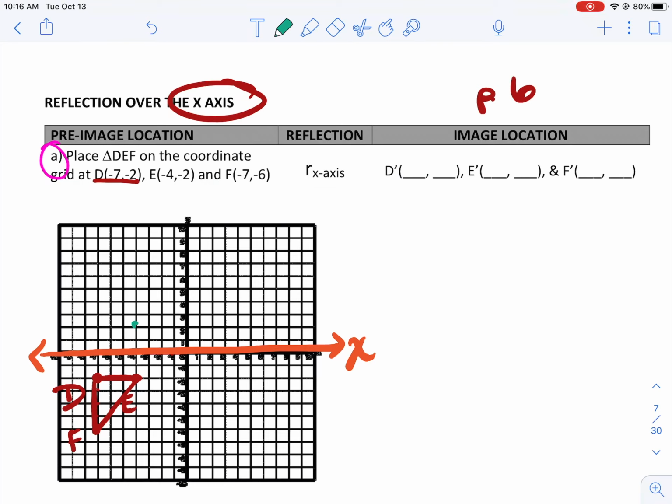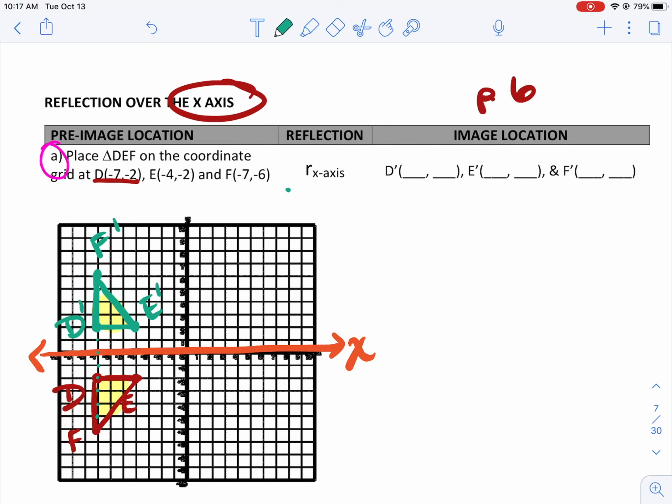I'm going to go up 2 to get E prime, up 2 to get D prime, and then 1, 2, 3, 4, 5, 6, 1, F prime. So again, do these shapes look the same? They should be congruent, and they are because a reflection is a rigid motion. So let's plot these points, or we already plotted them.